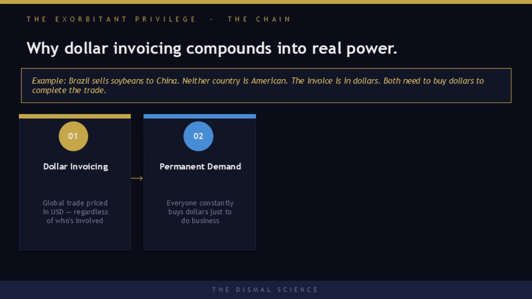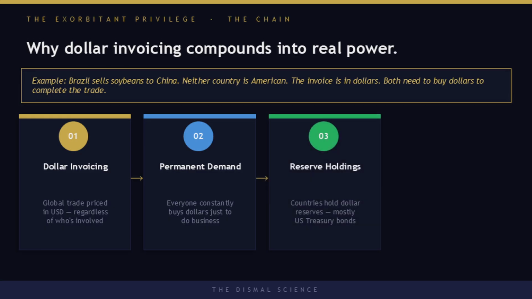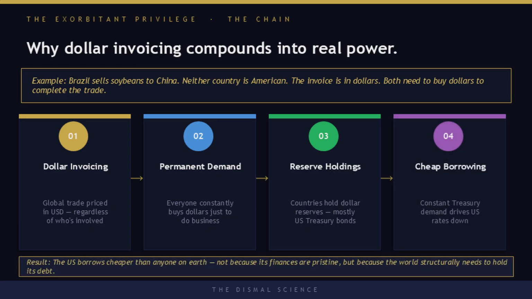And what do you do with dollars you're holding in reserve? You buy US Treasury bonds, because that's the safest, most liquid dollar asset on Earth. So now you have every major central bank on the planet as a permanent structural buyer of American government debt. So when everyone is buying your bonds, your borrowing costs go down. The US government borrows more cheaply than any other comparable country on Earth, not because its finances are the most disciplined, but because the world has no choice but to hold its debt.